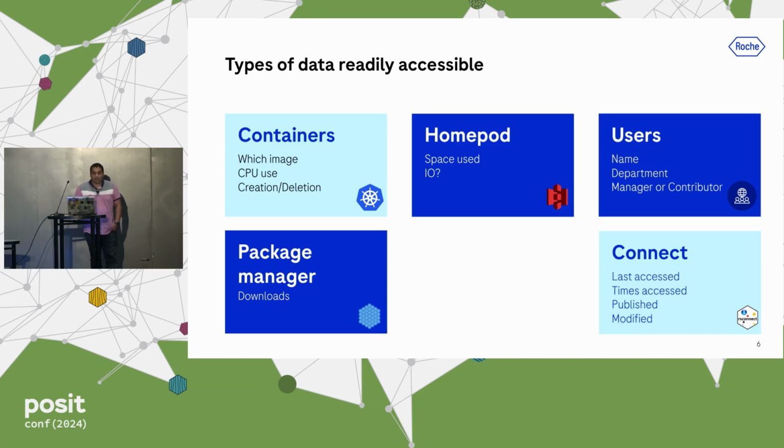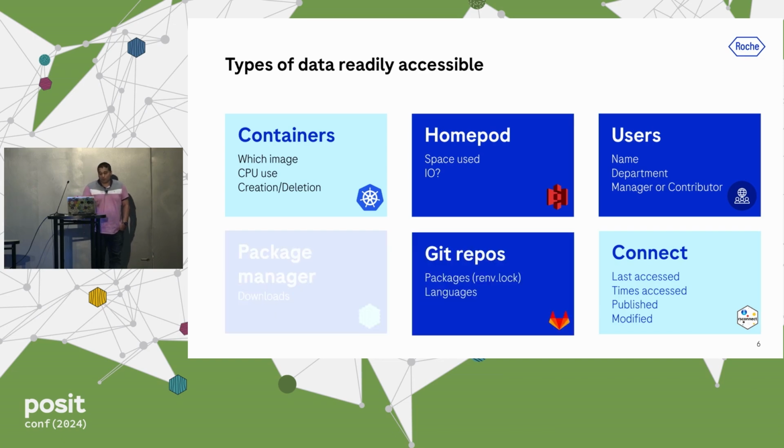Package Manager is a slightly weird one. CRAN downloads statistics are available, but they're not that useful. But we also have the Git repos, so we can actually go into things like the renv lock file for a study and properly understand which version of every package is being used.